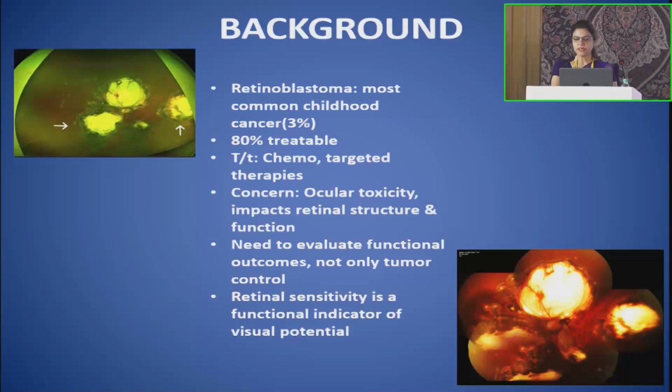So there is always a need to evaluate the functional outcomes, not just tumor control. Apart from the life salvage and the globe salvage, the quality of vision is the most important thing which has to be addressed in survivors. So we conducted a study on retinal sensitivity, which is a functional indicator of the visual potential.